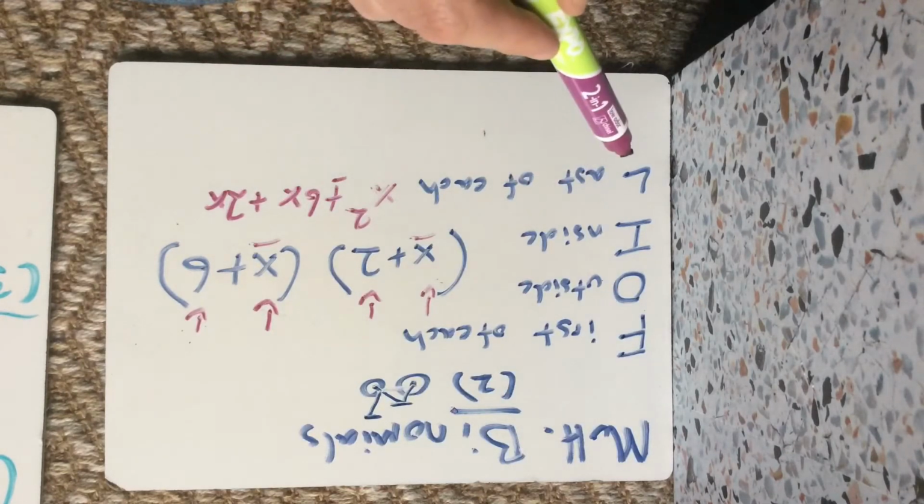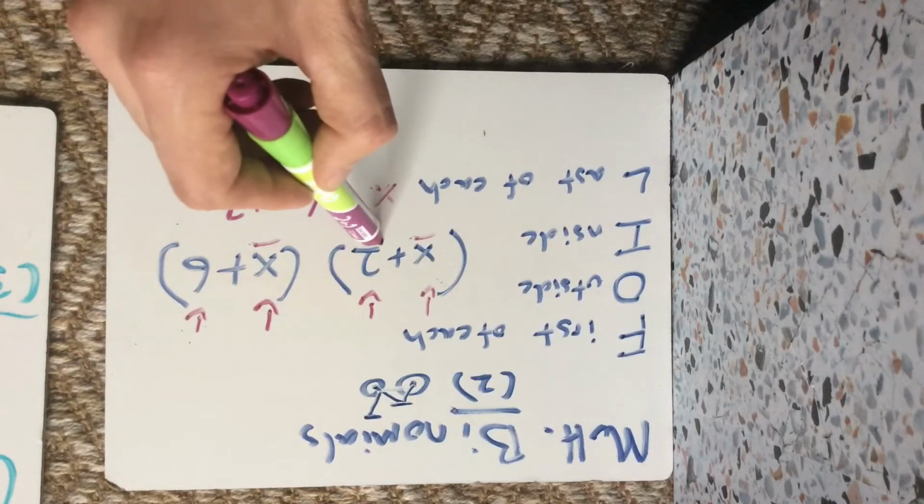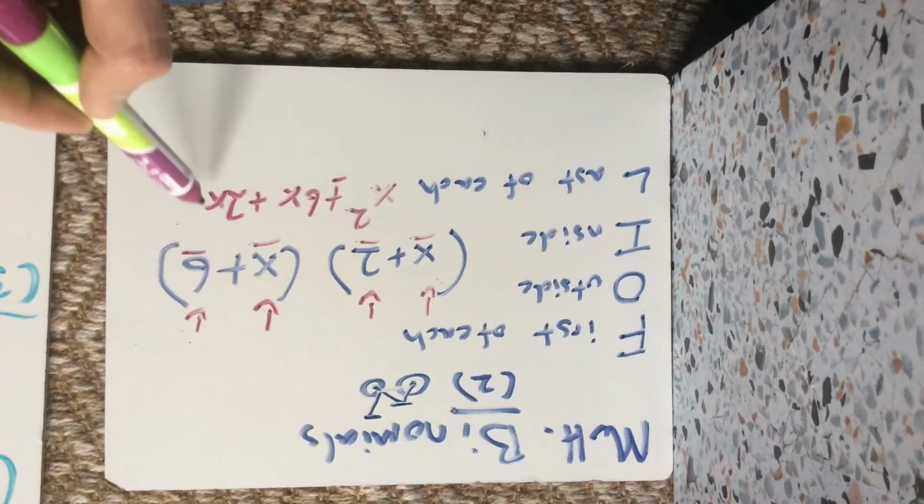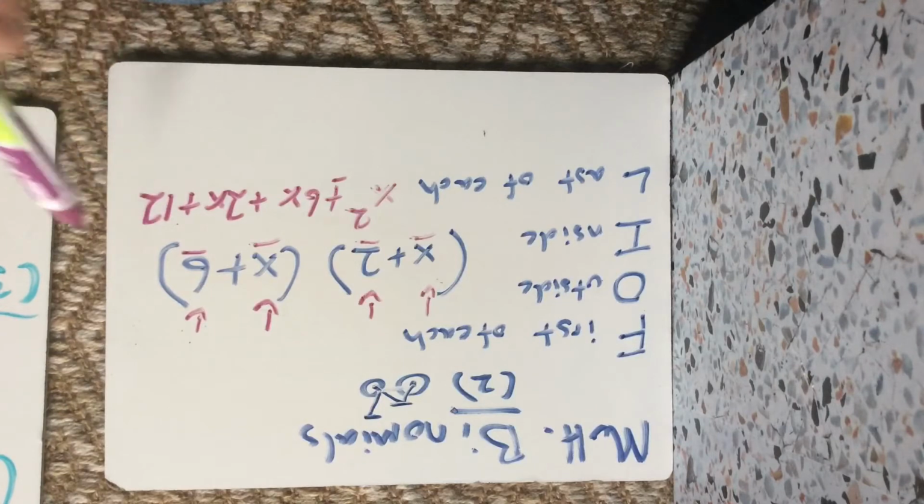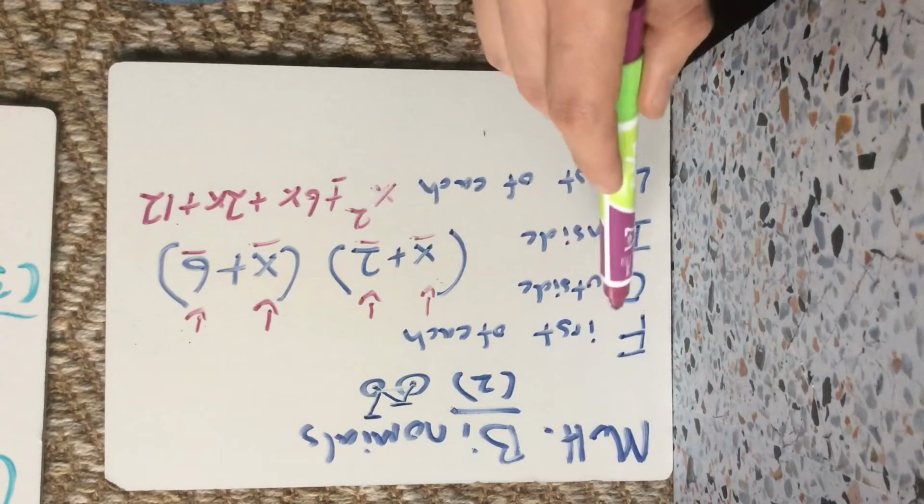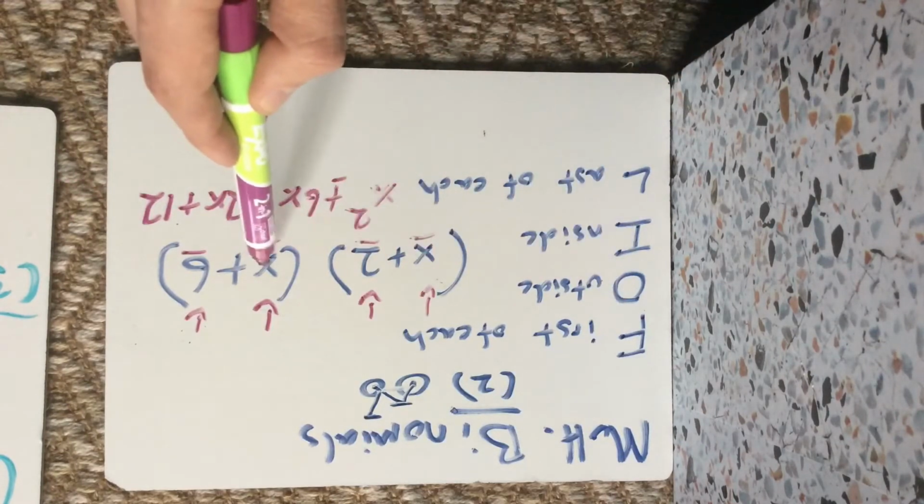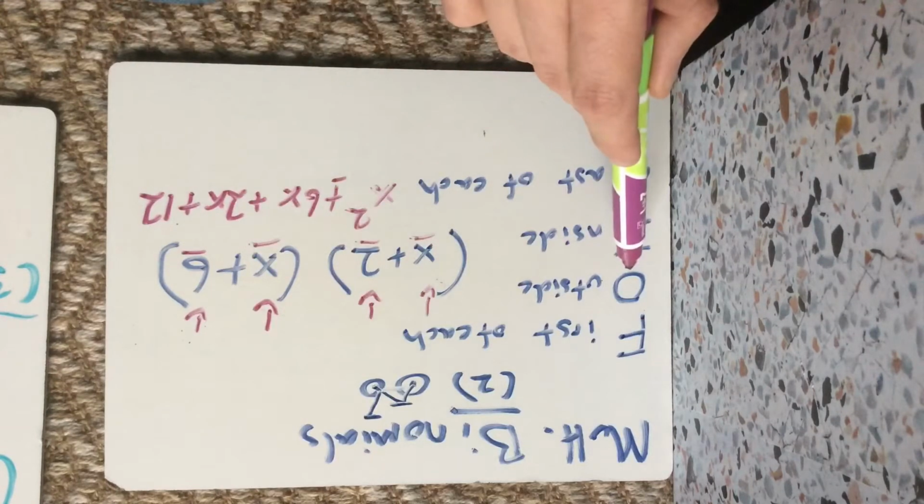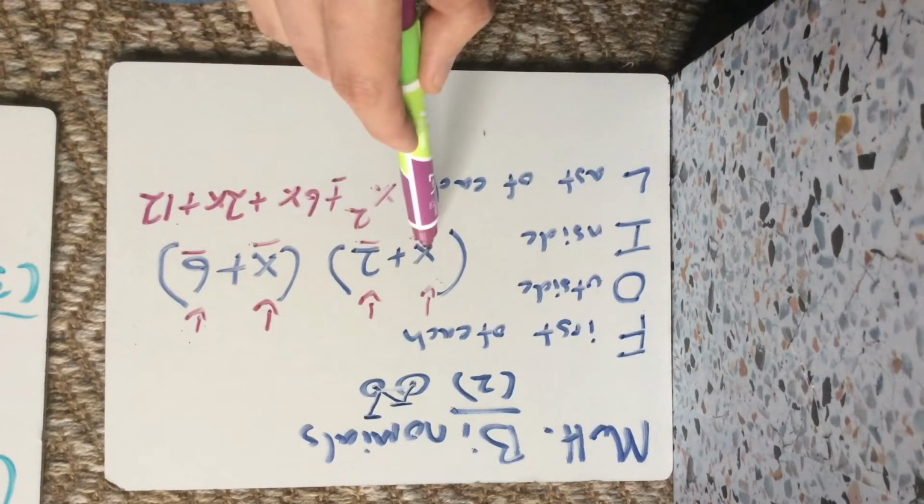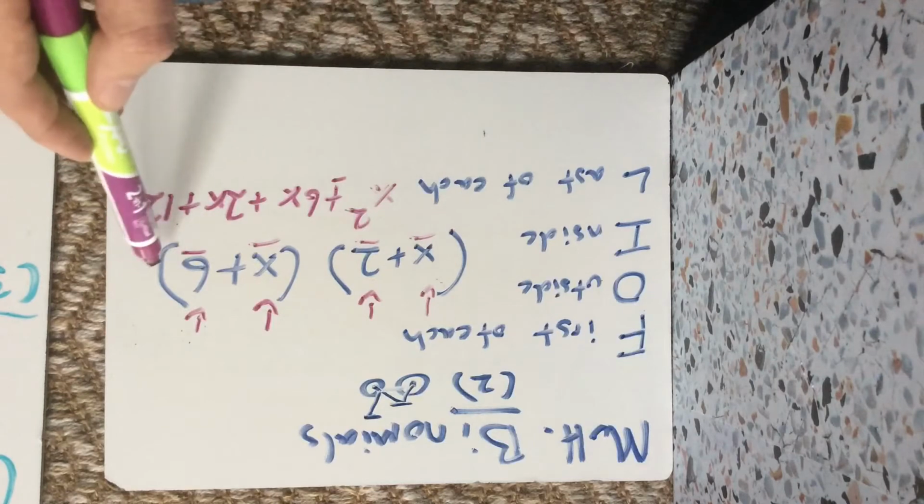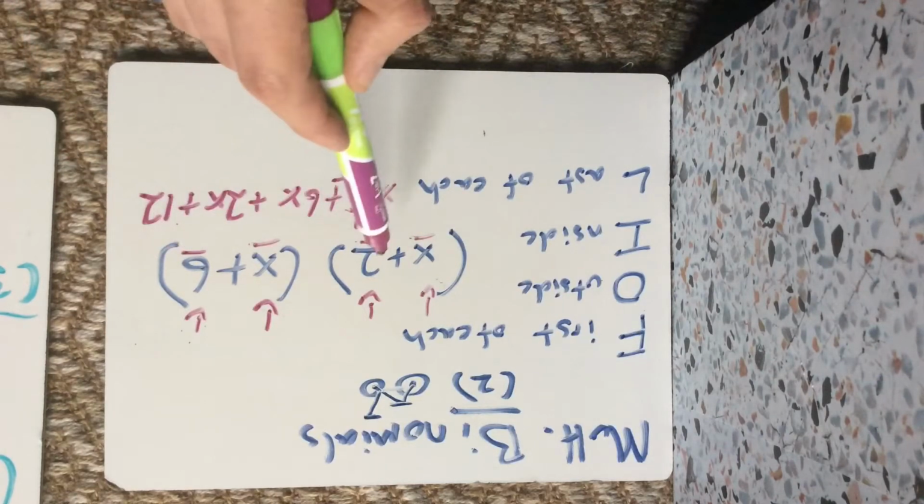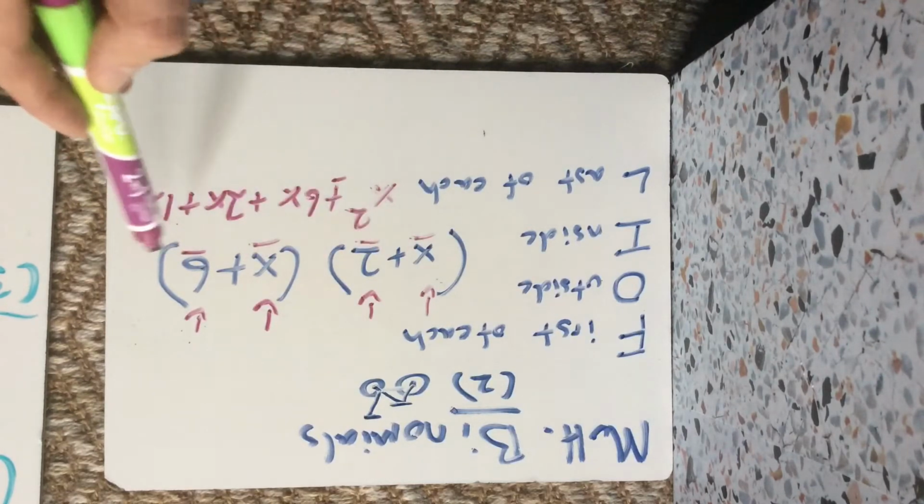Finally, the L stands for the last of each. So this is the last and the last of each group. 2 times 6 is 12. So it's that easy. First, x times x, the first of each binomial. Then the outside terms, this is the outside of this one, and then the outside, x times 6, and then the inside, and then the last.